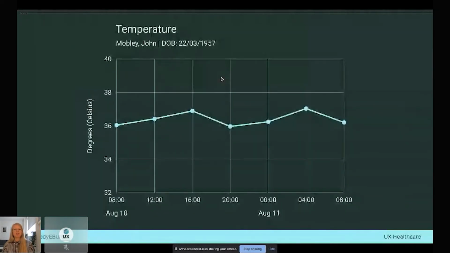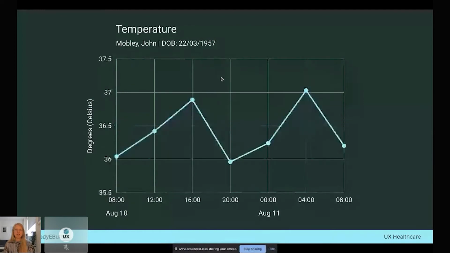When we're talking about something like temperature, especially in Celsius, there's a very narrow range that the patient's normal temperature should fall within. And if we have a lot of values on the y-axis, it can look like a flat line or be hard to see how that's really changing. So if we zoom in and have a more narrow y-axis, then we can really see how that temperature is fluctuating a lot more easily.